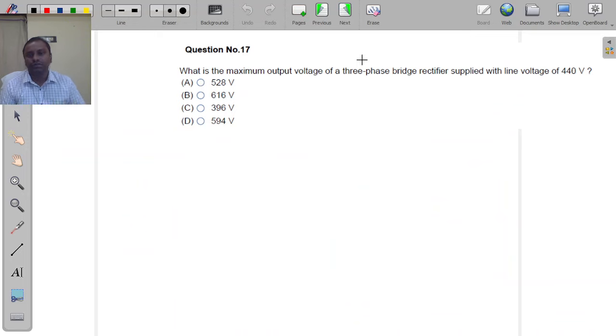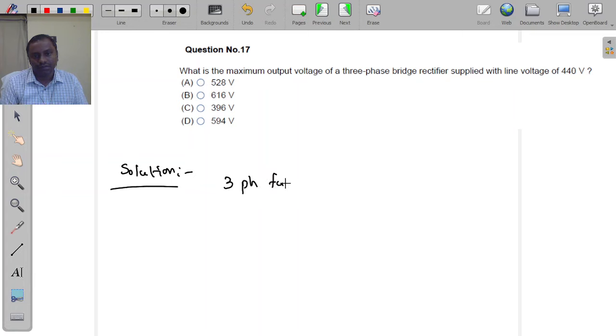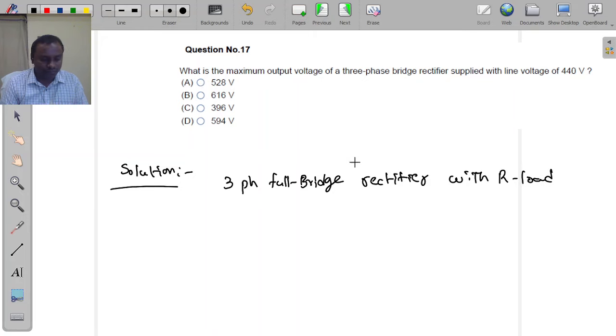What is the maximum output voltage of a three-phase bridge rectifier supplying with a line voltage of 440? So, three-phase full bridge rectifier with R load, for alpha less than or equal to 60 degrees, continuous conduction.